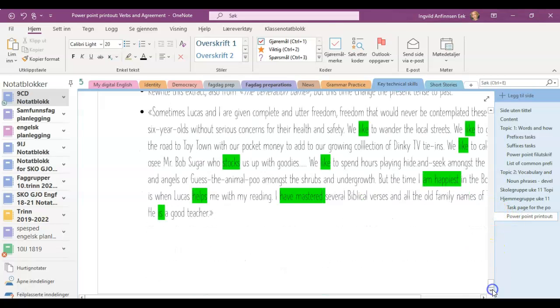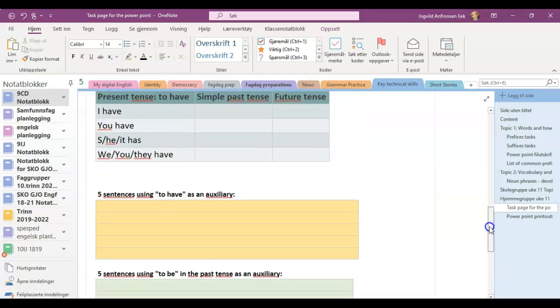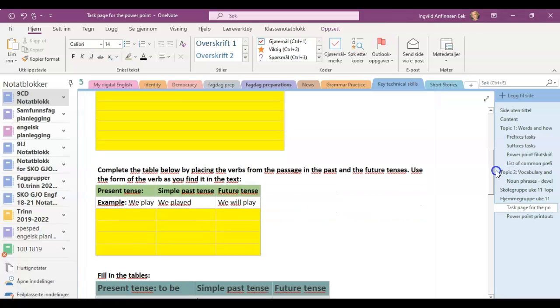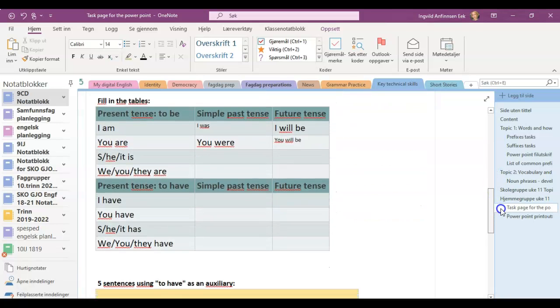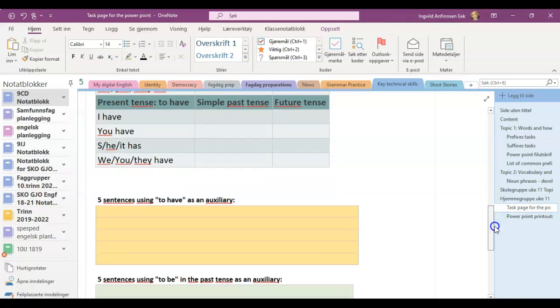Now you will have noticed that this is the last part of this topic. Yeah. So you have a few tasks here. You have some basically verb tense tasks. So I'm hoping you can get through this during the space of this lesson. At least we're going to do it this week.